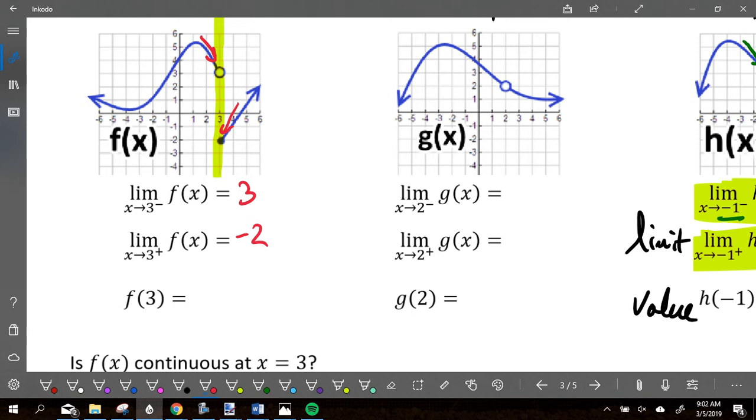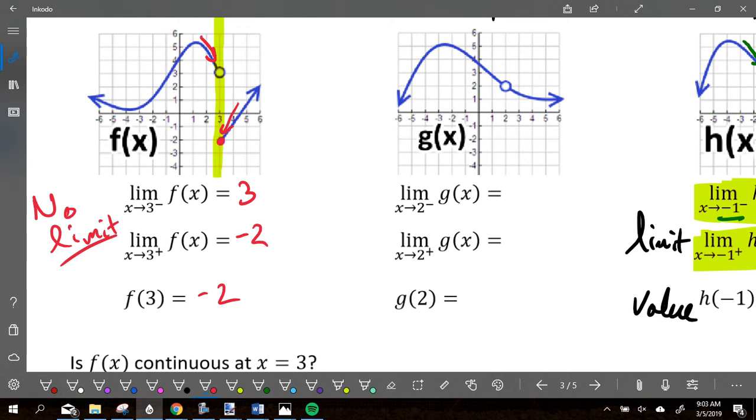Right now, I could stop. Is this thing continuous? No, it's not continuous. Why is it not continuous? They're not equal, and if they're not equal, there's no limit here. The left and the right-hand side are not equal to each other. There's no limit. We could find f of 3. F of 3 is -2 because you've got this closed dot right there. But because they're not all equal to each other, it's not continuous.